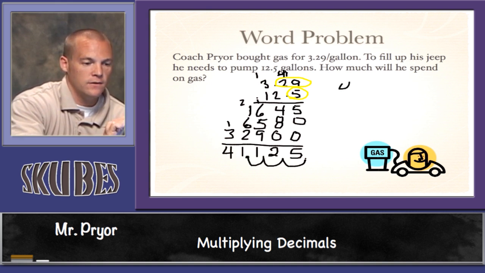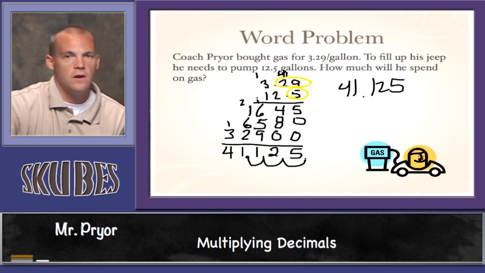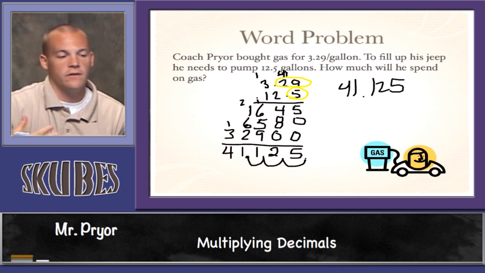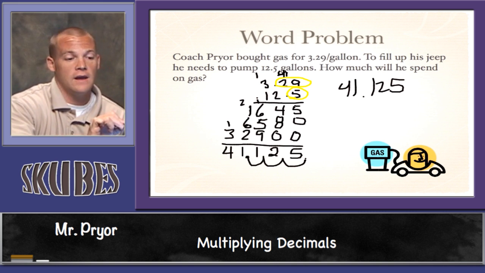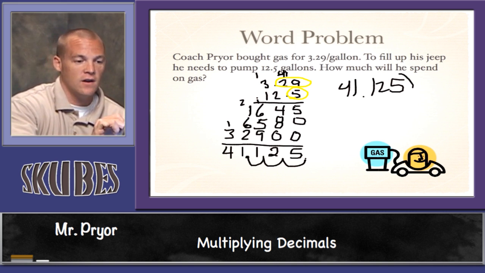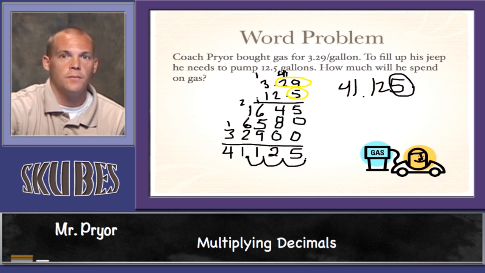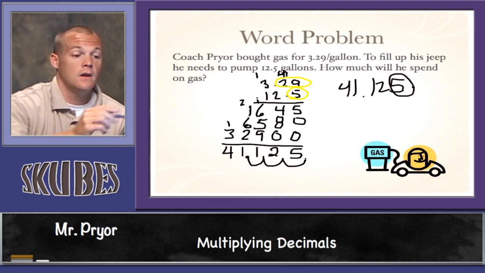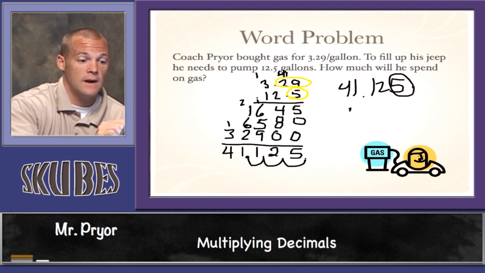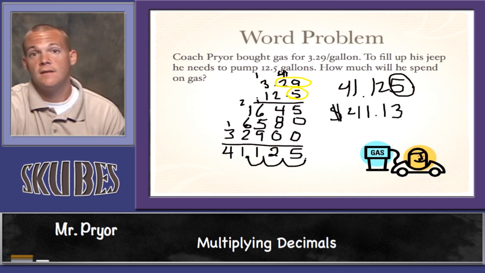And what you end up with is 41.125. Well, as we know, money in our system only goes out to 2 decimal places. So we will round, okay? We'll make our rounding based off of that last digit in the thousandth place. If that number is 5 or greater, we round up. If it's 4 or lower, we round down. So in this case, since it's a 5, we're going to round that 2 to a 3. And I will be spending $41.13 on gas.